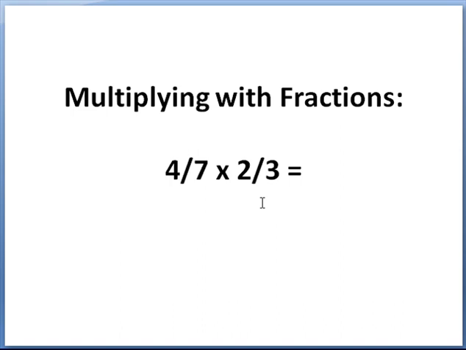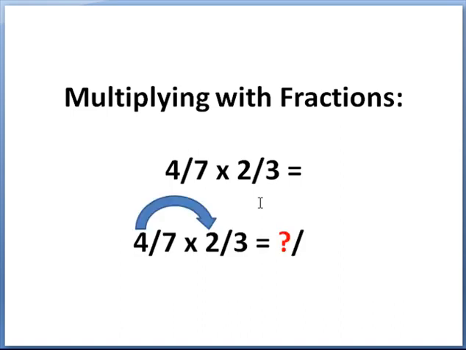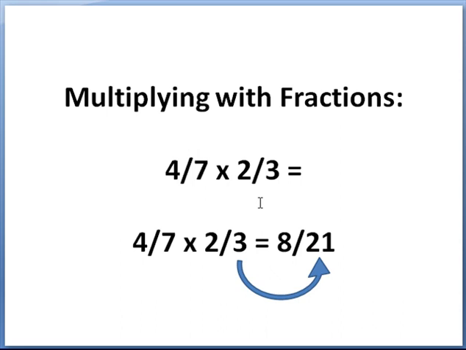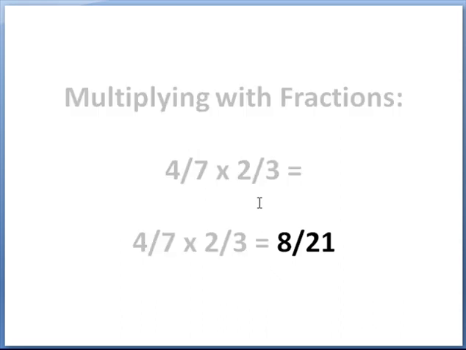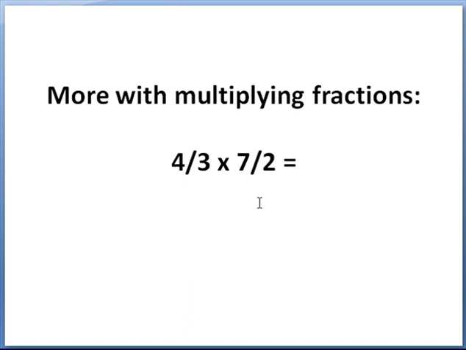Alright, multiplying with fractions. It's exceedingly easy because the denominators do not have to be the same, and so it's pretty straightforward. We simply then just multiply the numerators. In this case, 4 times 2 is 8, and 7 times 3 is 21. And 8 over 21 will not reduce any further, so that's the least that we can do. We could turn it into a decimal, however, that's beyond the scope of this lesson.